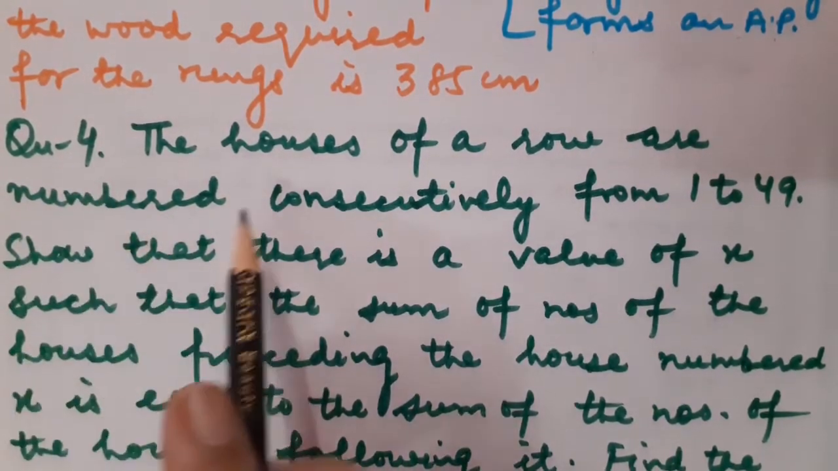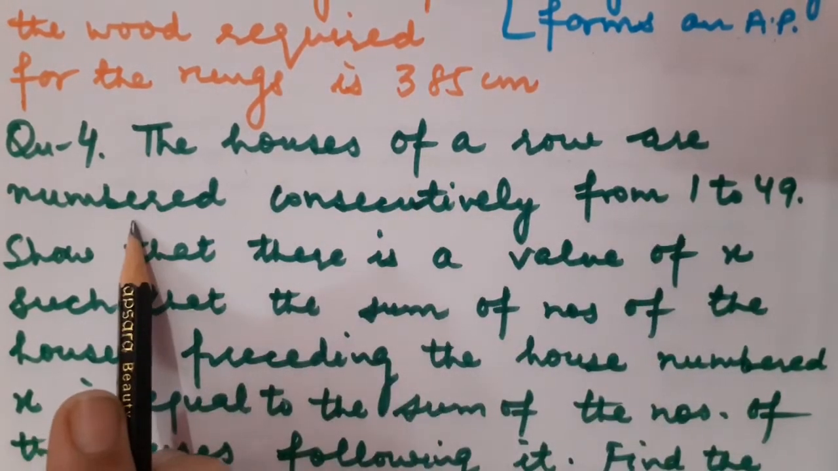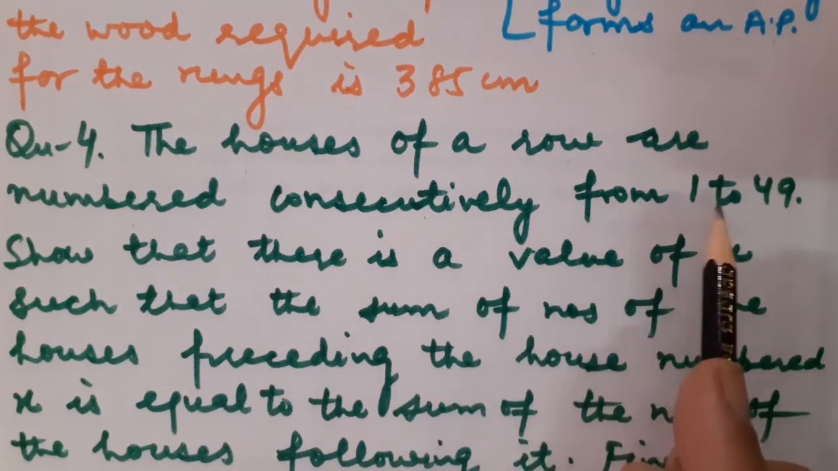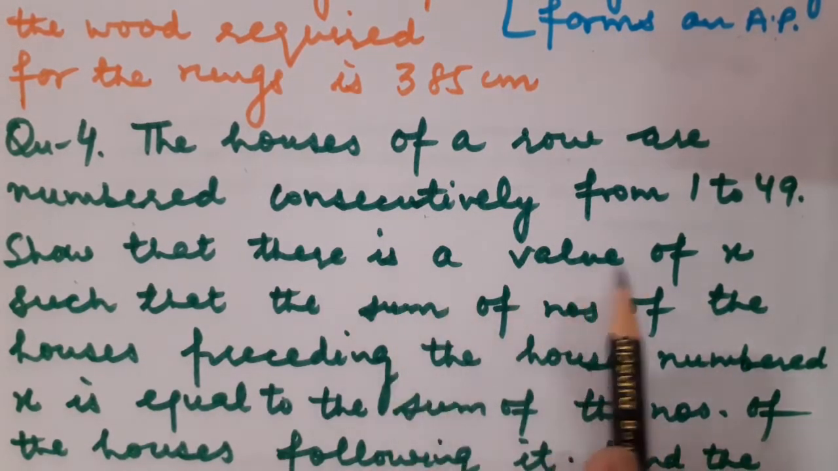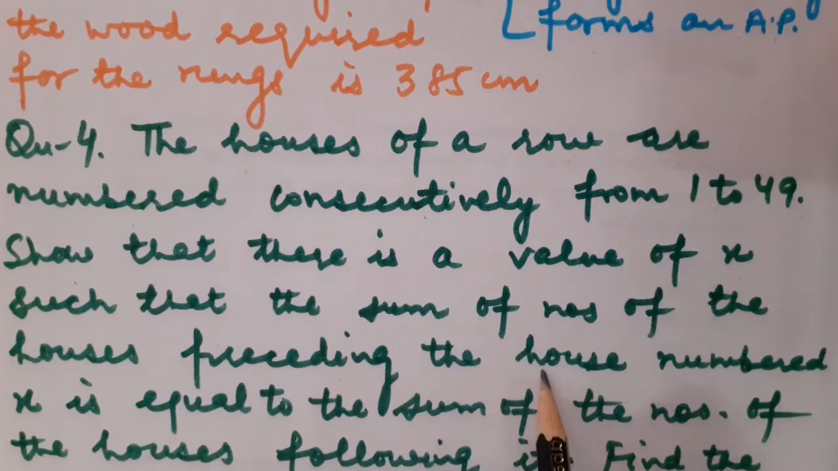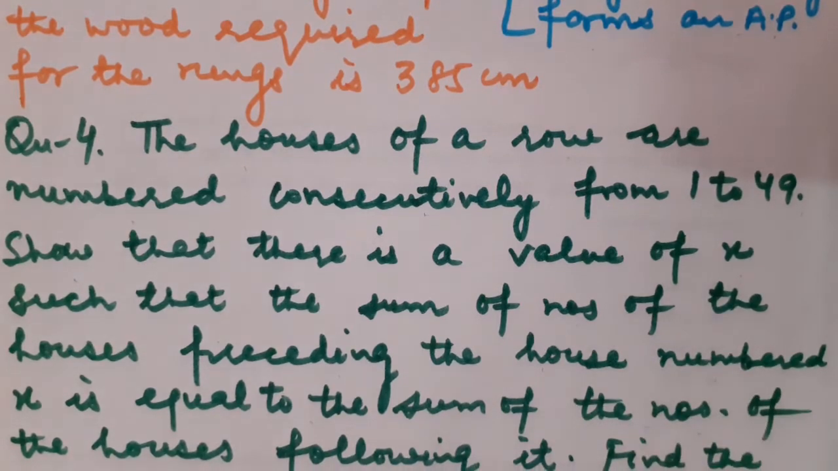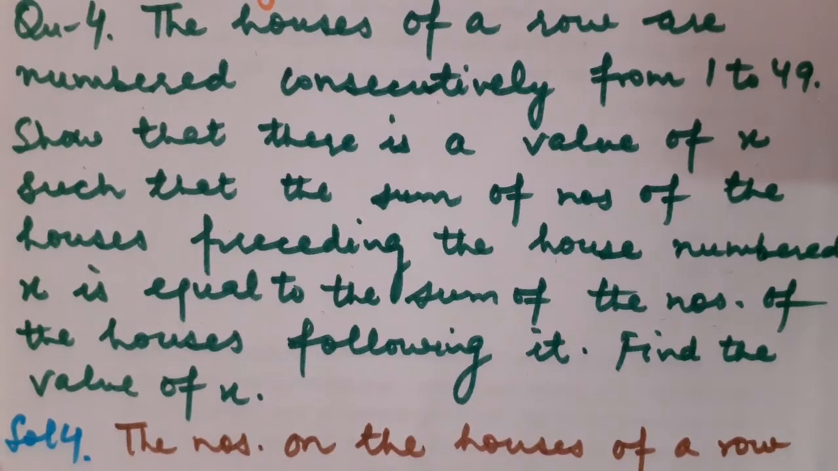Question number 4. The houses of a row are numbered consecutively from 1 to 49. Show that there is a value of x such that the sum of the numbers of the houses preceding the house numbered x is equal to the sum of the numbers of the houses following it. Find the value of x.